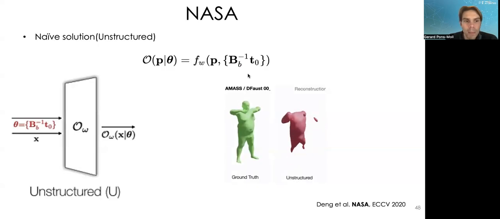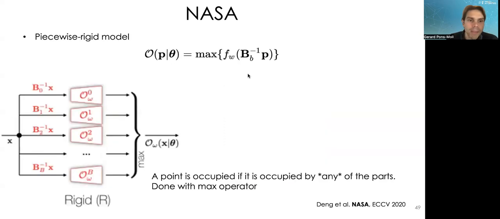All right, so the first thing that we can do to improve this unstructured model, which is the naive solution, which does not generalize to new poses, is to incorporate what is called a piecewise rigid model. So what this model is going to do is, for every point in the pose space, it's going to unpose it according to each of the parts.